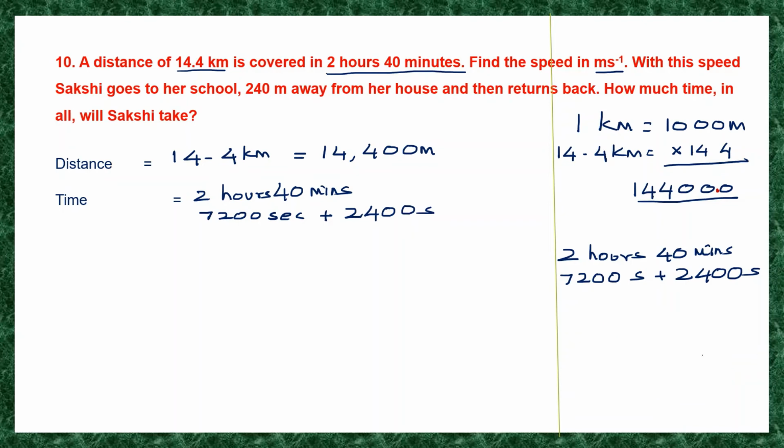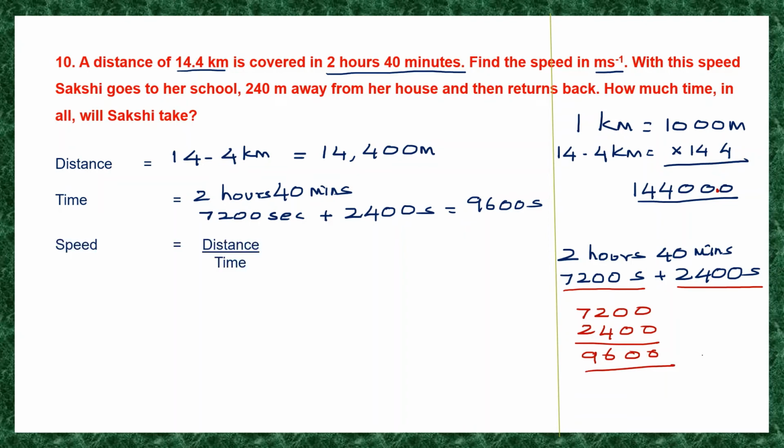So now we know 2 hours has 7200 seconds, 40 minutes has 2400 seconds. We need to add up both. So 7200 plus 2400, 0, then we have 6 and then 9. So totally time will now be 9600 seconds. So we have distance in meters and time in seconds. We can now find our speed, which is distance by time. Distance is 14,400 meters and time is 9600 seconds.